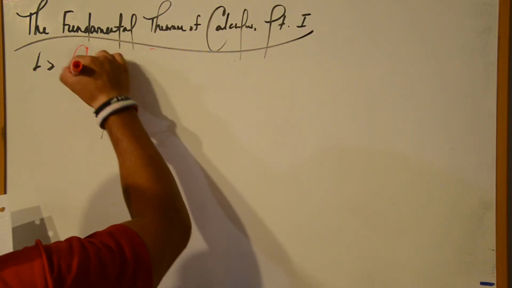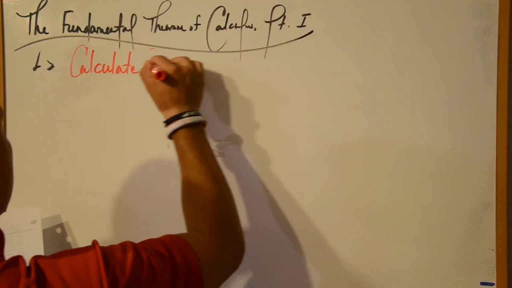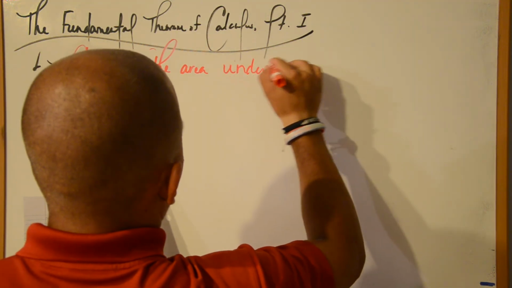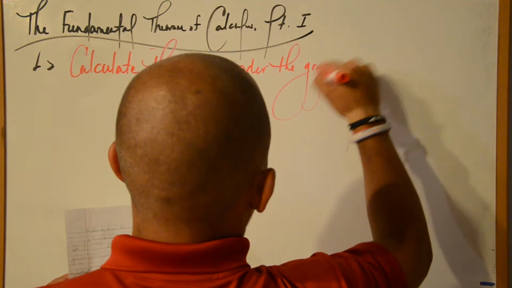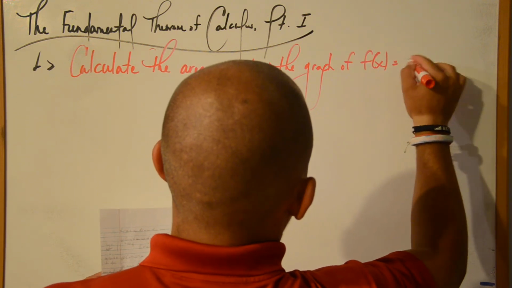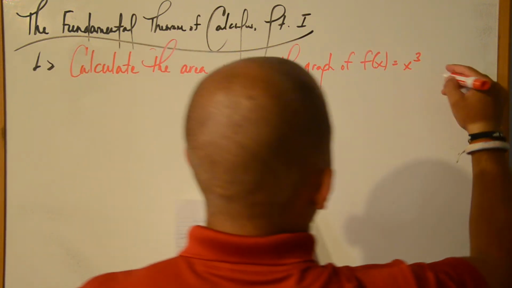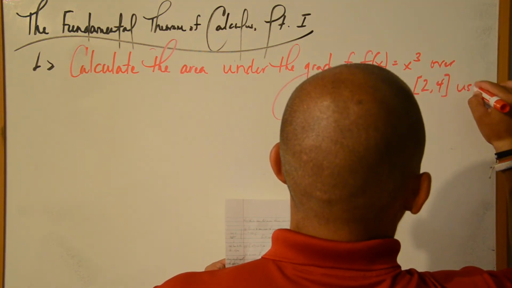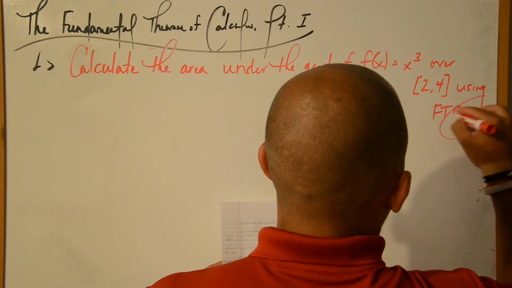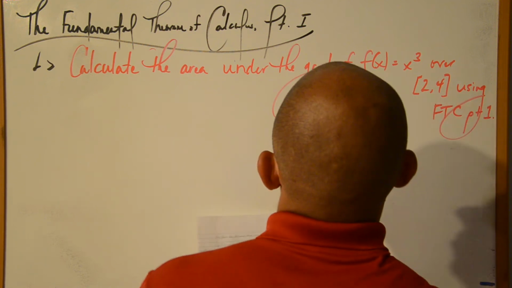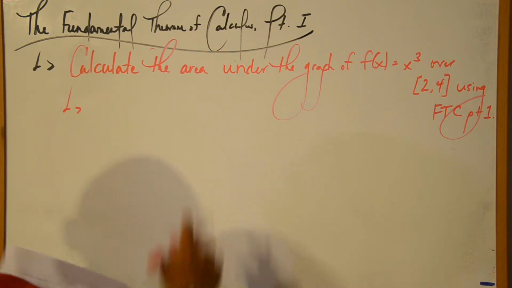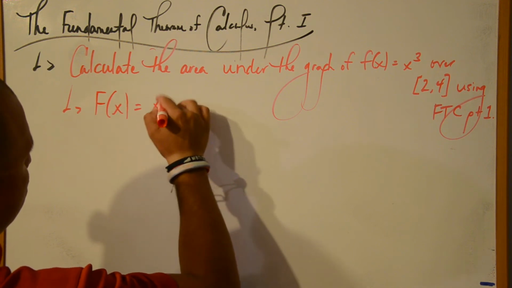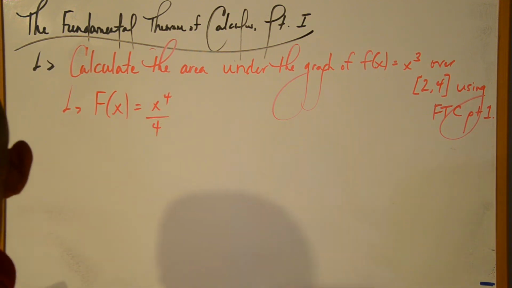Right? Calculate the area under the graph of our cubic over 2 to 4 using the fundamental theorem of calculus, part 1. Okay. Well, in order to use the fundamental theorem of calculus, we need to first define the antiderivative. So capital F of x is equal to x to the 4th over 4.